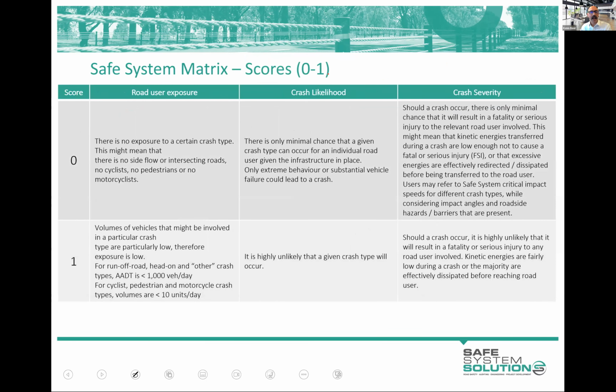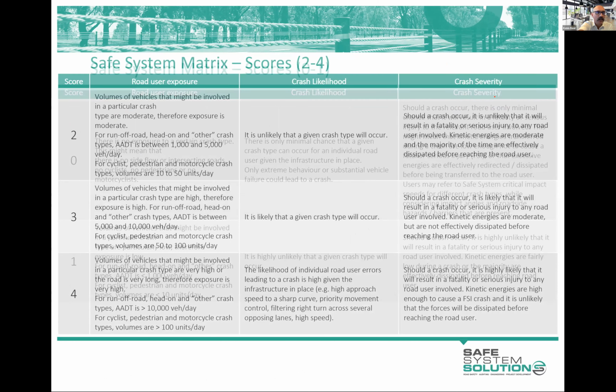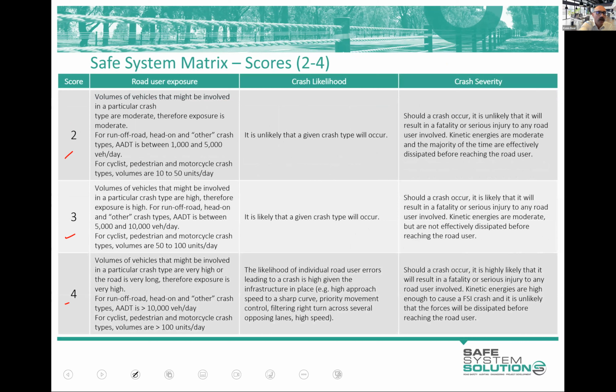And I've taken this out of the Austroads Safe System Assessment Framework documents. You can find this repeated there. And you can see I've got a score, and I've got exposure, likelihood, severity, and I've got some information in there. You can see it goes 2, 3, and 4. So let's look at a 4 and look at exposure.